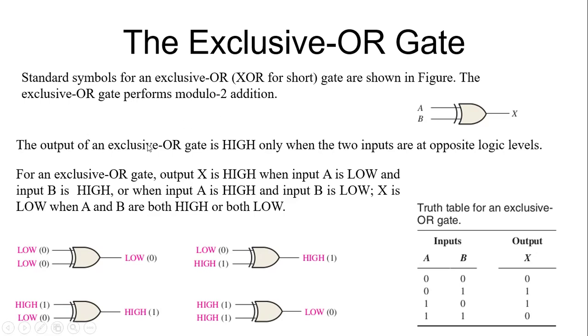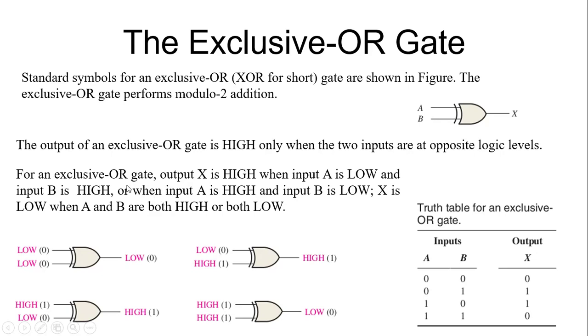The output of an exclusive OR gate is high only when the two inputs are at opposite logic levels. So if A is 1 and B is 0, X will be 1. If A is 0 and B is 1, X will be 1. If A and B are at the same logic level, for example both 0 0, the output will be 0. If both are 1 1, the output will be 0.